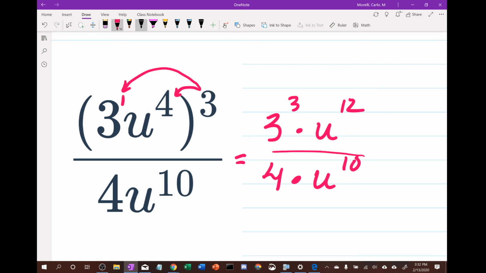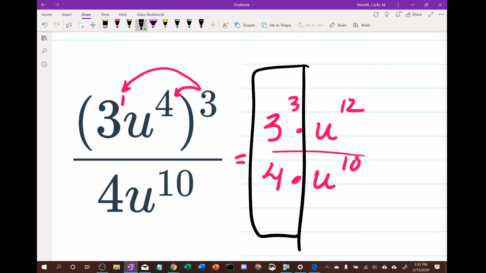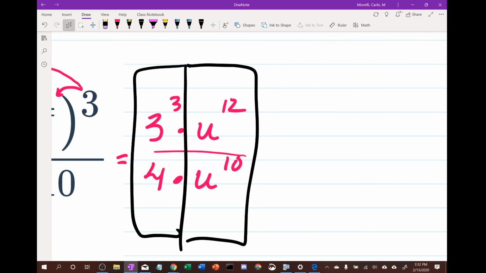And so here's what I recommend. I recommend just splitting this up and worrying about this as a separate issue from this, because they don't mix. So now we just write, what's 3 to the 3rd power? Anybody know? Nine times 3? It's 27. So we have 27 over 4 as a fraction.